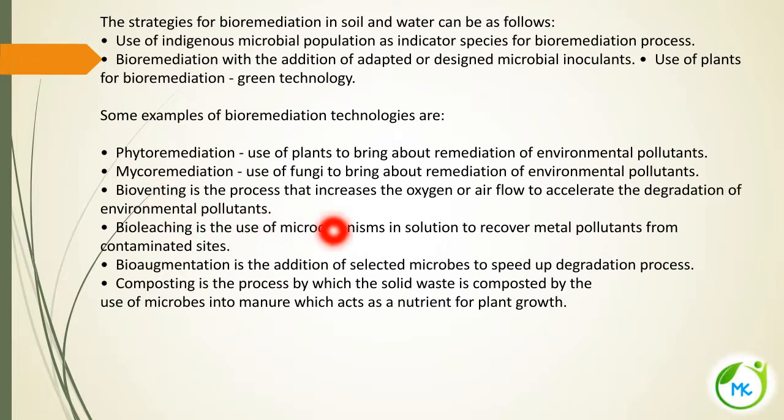Next, bioventing. Bioventing is a process that increases oxygen or airflow to accelerate the degradation of environmental pollutant. So by using this bioventing, we can increase the oxygen level, and thereby we can degrade the environmental pollutant. Bio-leaching: using microorganisms to recover metal pollutant from contaminated sites. Next, bio-augmentation. Augmentation is nothing but speeding up a process. So we can use selected microbes to speed up the degradation process.